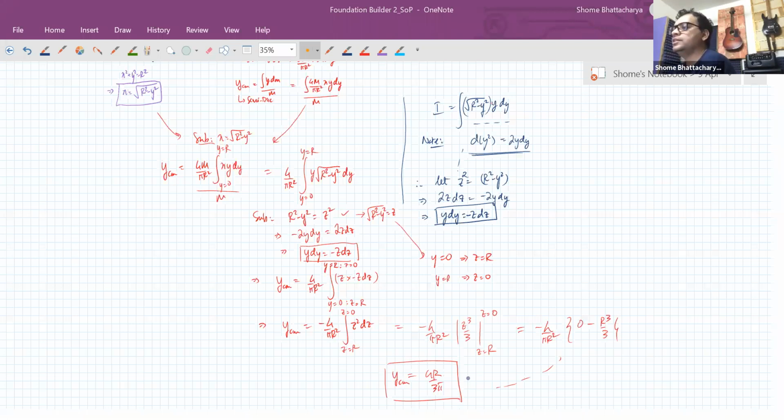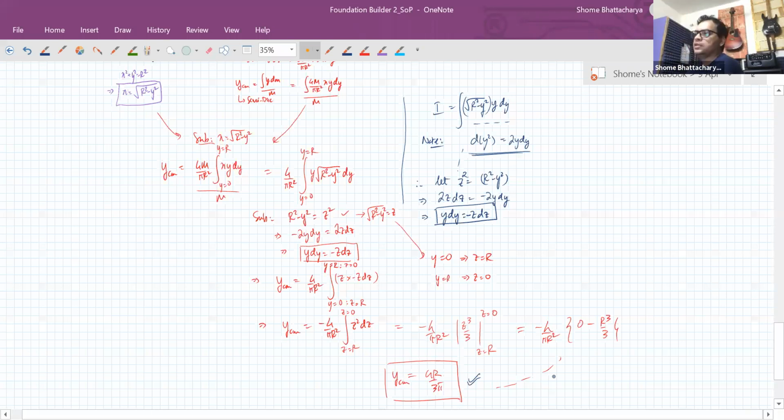For you, what is important at the end of the day is to remember these formulae: semi-ring, semi-disk, then the arbitrary arc that we discussed, the r sine alpha by 2 formula. These are some of the standard formulae that you have to memorize. And also it is important to understand the methods for the derivation, so that if you get a derivation based question, you can do it yourself. If you get a question which is formula based, then you can directly substitute in the formula and do it.